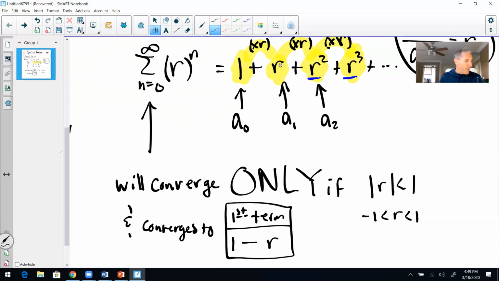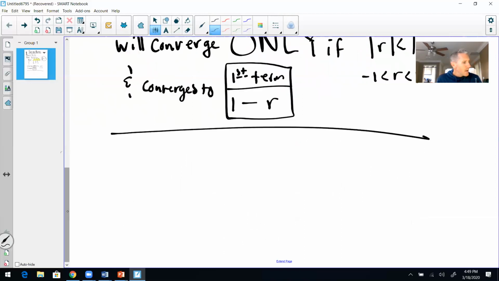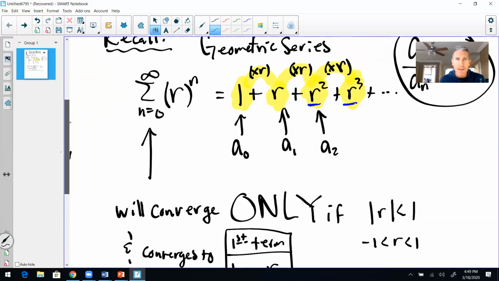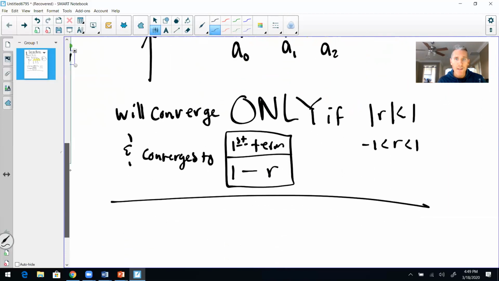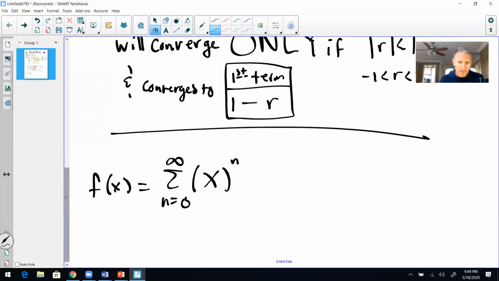Okay, good. Now, we take that and we think about, if we had a function, so we start with this, the summation as n goes from 0 to infinity of r to the n, but we say, what if that r was a variable? Let's call it x. Well, then we would have a function. So we would say f of x is equal to the summation as n goes from 0 to infinity of not r to the n, but let's call it x to the n.